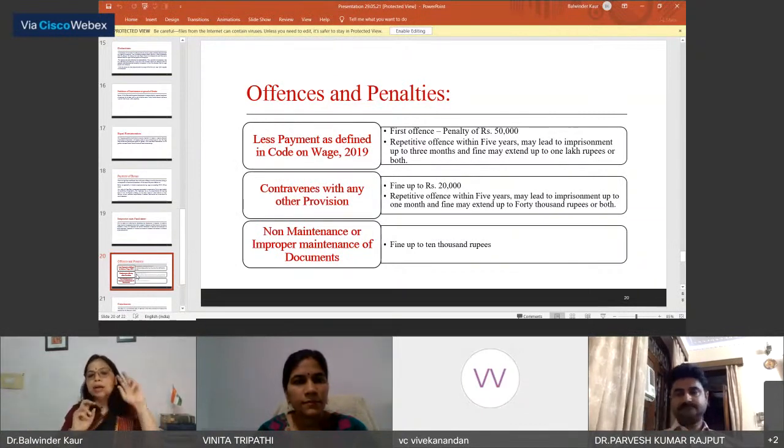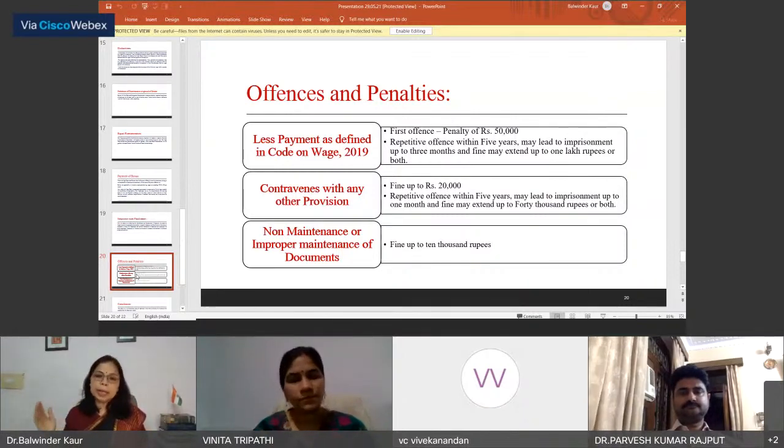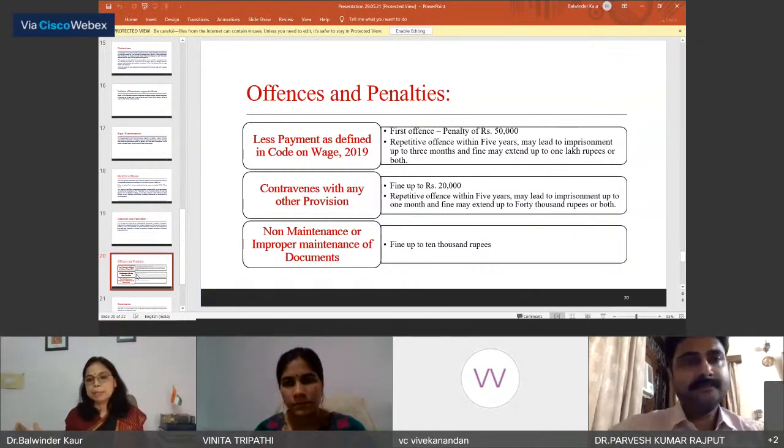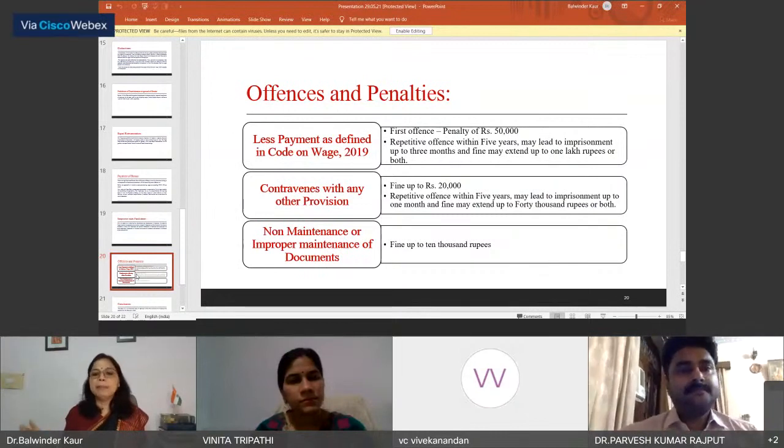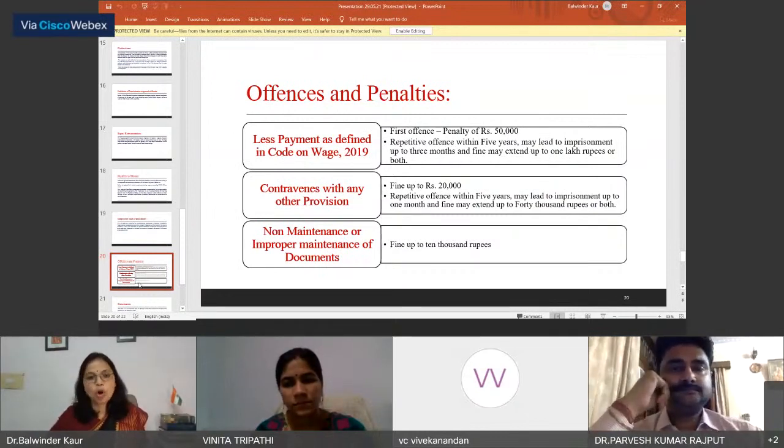Then, contravenes any other provision. If the employer contravenes any other provision of the Code on Wages 2019, in that case, the fine is up to 20,000 rupees, and repetitive offenses within 5 years may lead to imprisonment up to 1 month, and fine may extend up to 40,000 rupees or both.